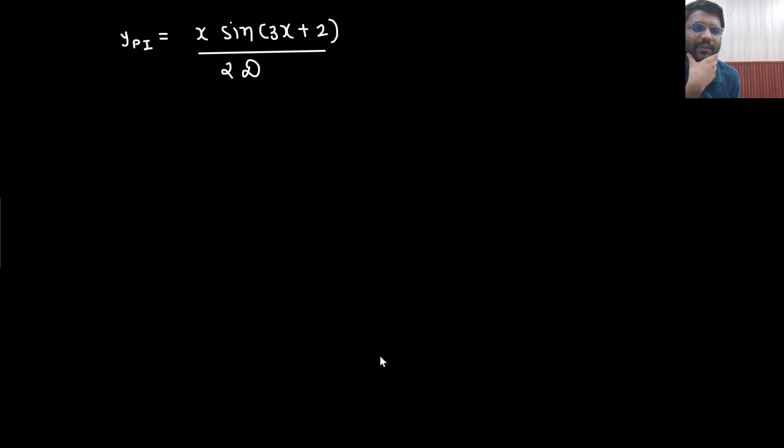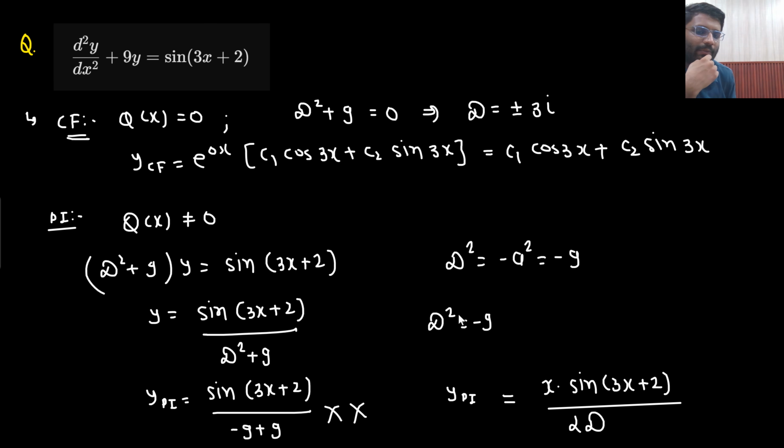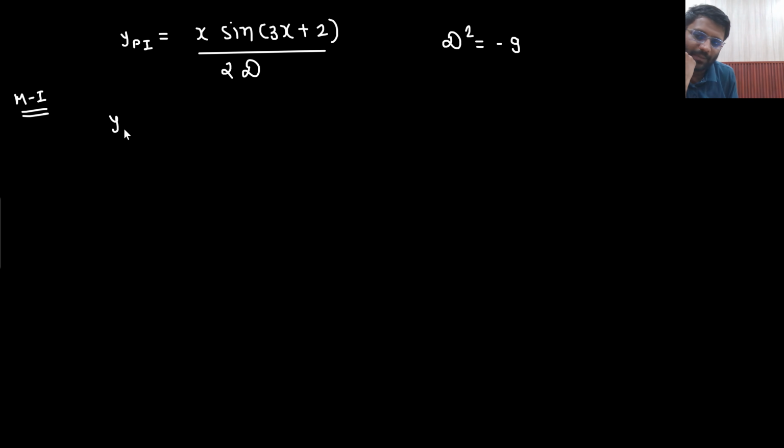So now an important step would come. From now onwards, we have two methods. Let's see method 1. I know that I cannot do anything with D, but I know that D square will be put as minus 9. So ypi is x by 2 times 1 by D of sine 3x plus 2. Here there is D, and I need to make it D square. So downward I am multiplying with D, upper side as well I am multiplying with D.